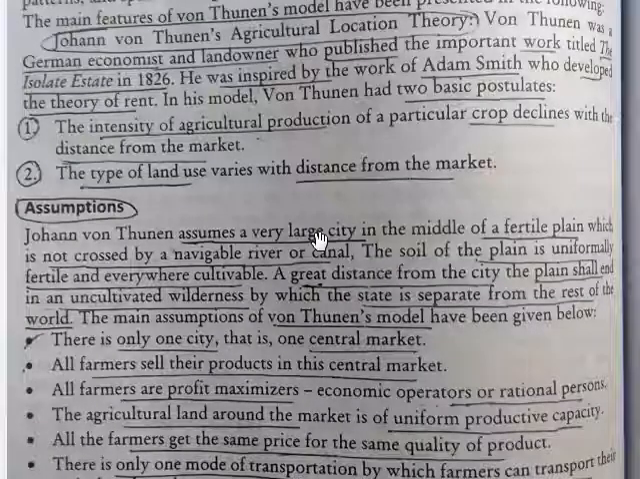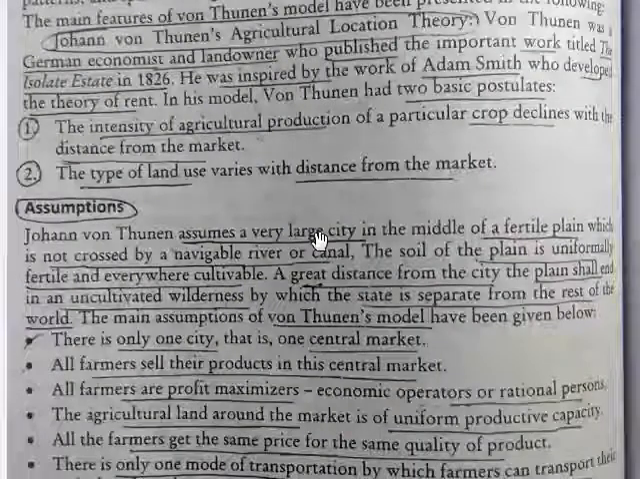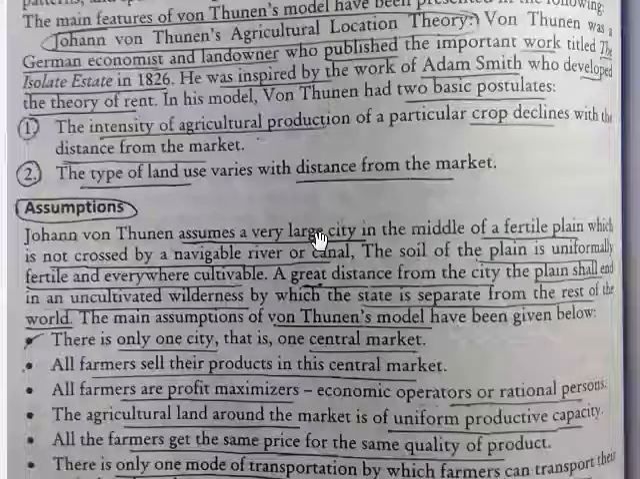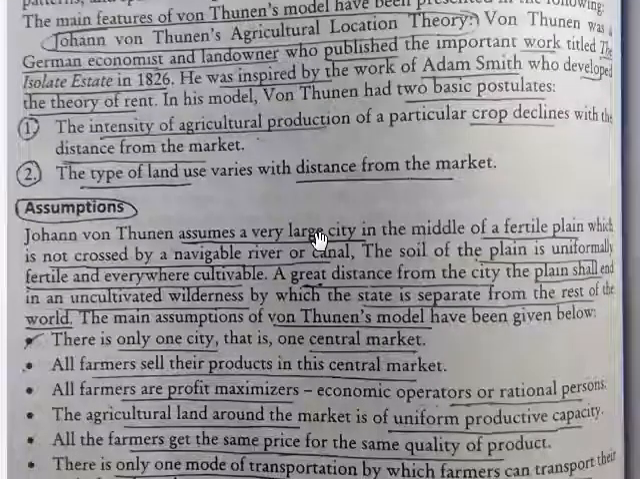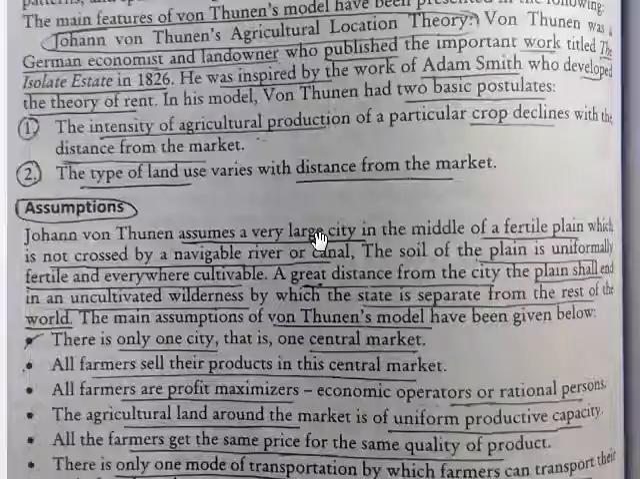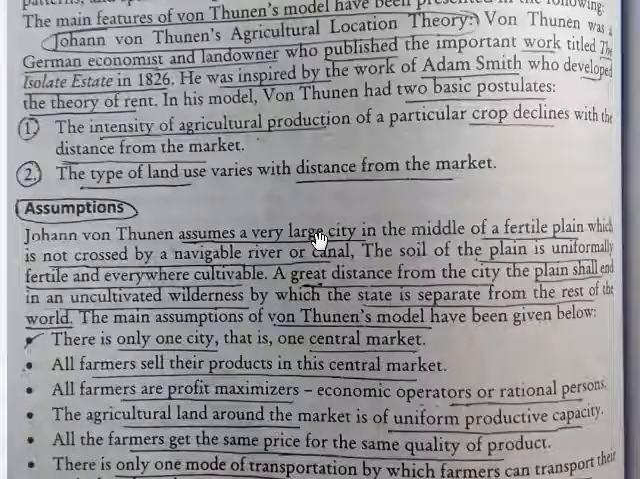So now we discuss Johann von Thünen's agricultural location theory. Von Thünen was a German economist and landowner who published his important work, The Isolated State, in 1826.